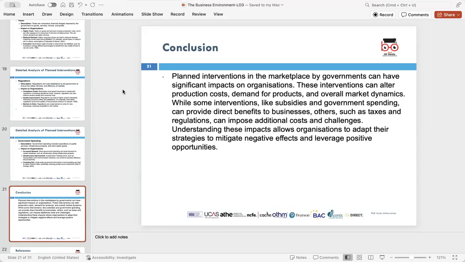Okay, so government interventions in the marketplace significantly impact organizations. While subsidies and government spending provide direct benefits by reducing cost and boosting demand, taxes and regulations can increase operational cost and create challenges. Understanding these impacts helps organizations adapt their strategies to mitigate negative effects and leverage positive opportunities.